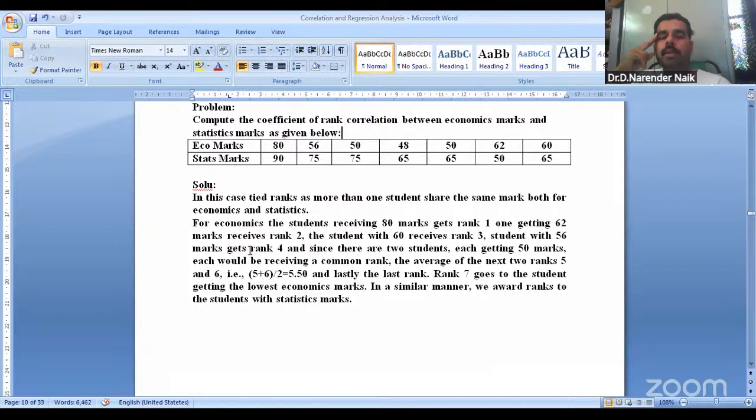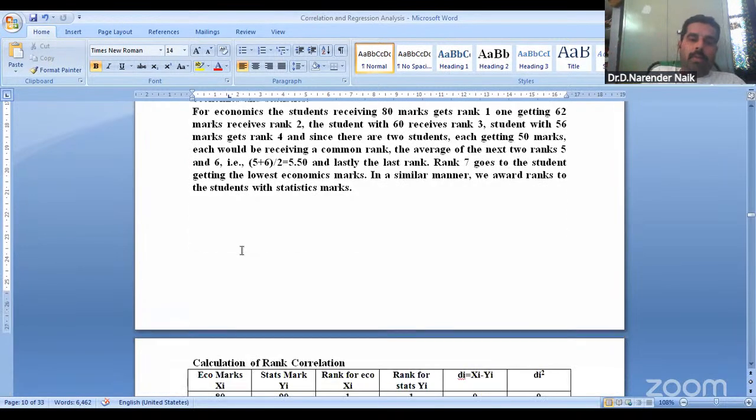And since there are two students each getting 50 marks, each would receive a common rank: the average of the next two ranks, that is 5 and 6. 5 plus 6 divided by 2 is equal to 5.50. And lastly, the last rank, rank number 7, goes to the student getting the lowest economics marks. In a similar manner, we award ranks to the students with statistics marks.